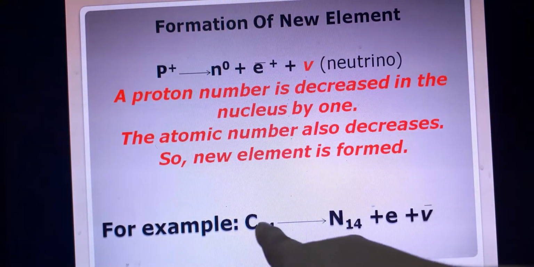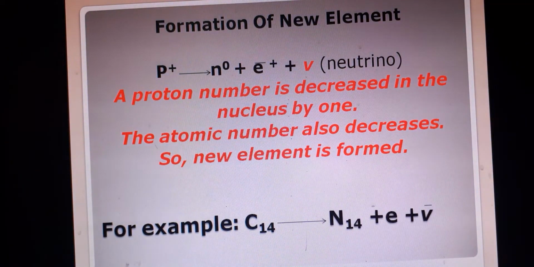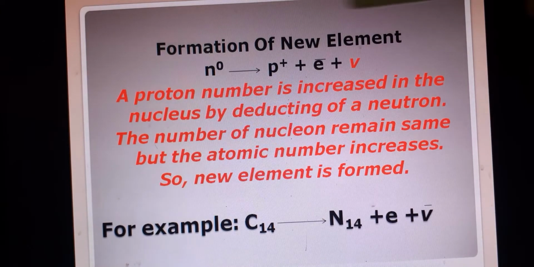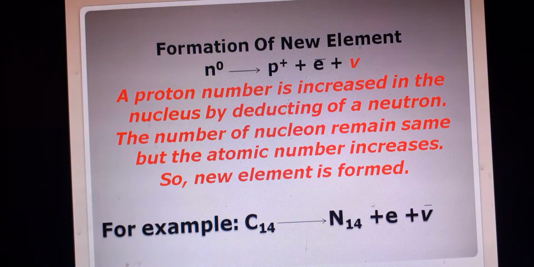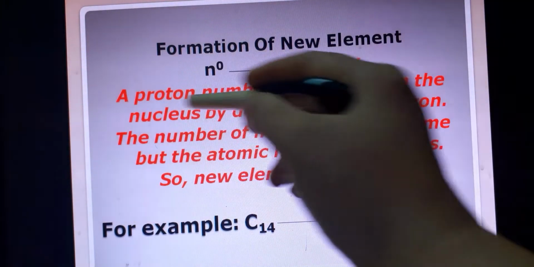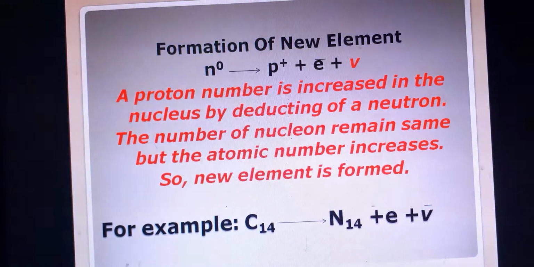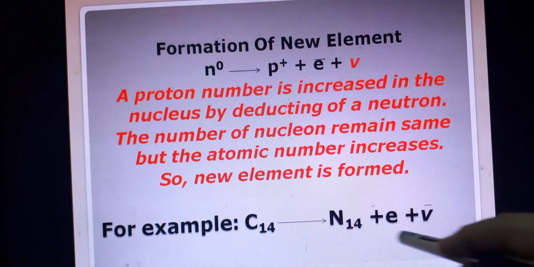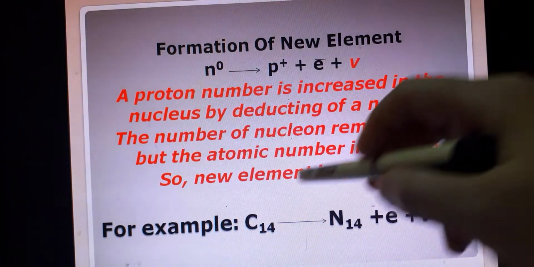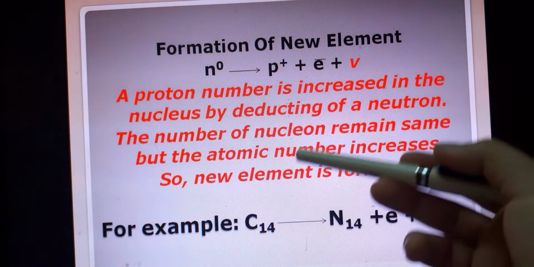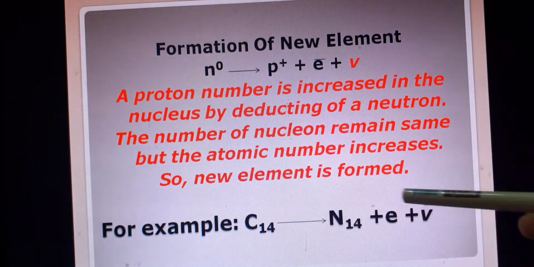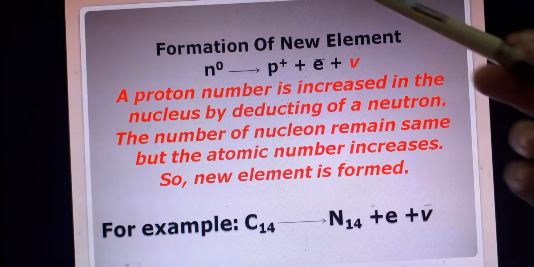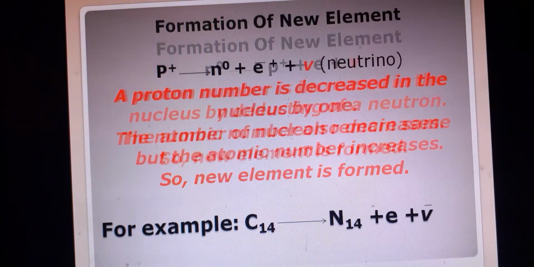This is the example of decreasing and this is the example of increasing. This is not the example I am discussing about this line. This is the total example of conversion of carbon 14 isotope to nitrogen 14 due to the emission of beta radiation.